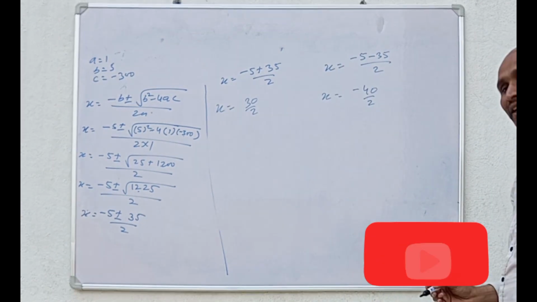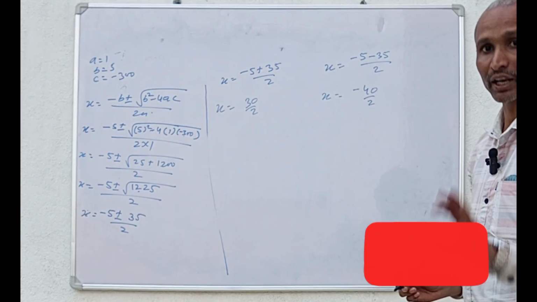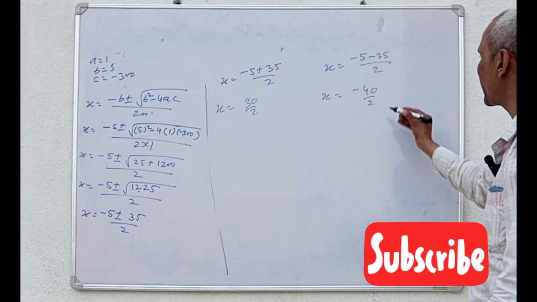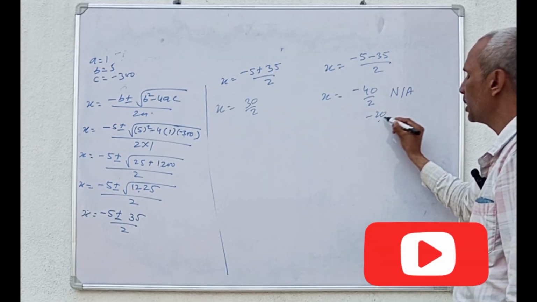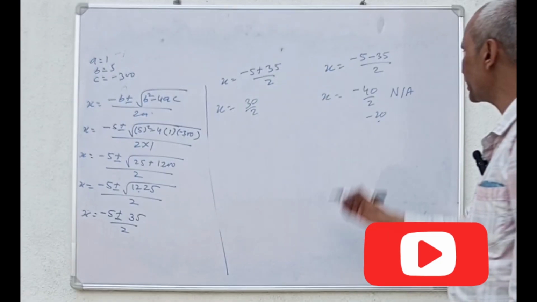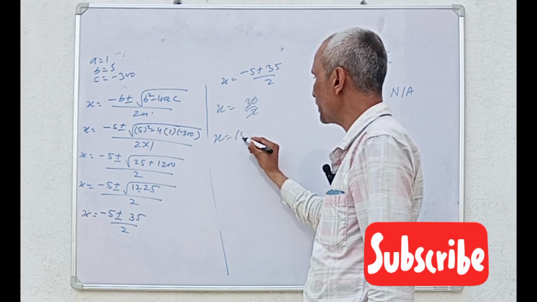Now we have to think, can the length be negative? Never. A line segment or length can never be negative, so I have written here not applicable. Because it will come minus 20, and minus 20 length cannot be there, so it is not applicable. Solving this, what does x become? It becomes 15 centimeter.